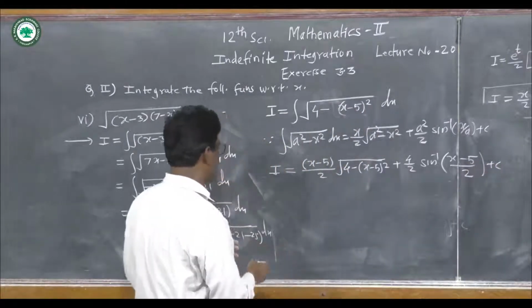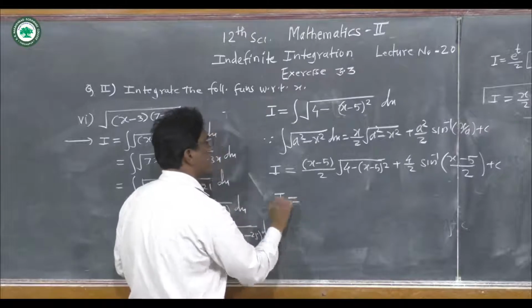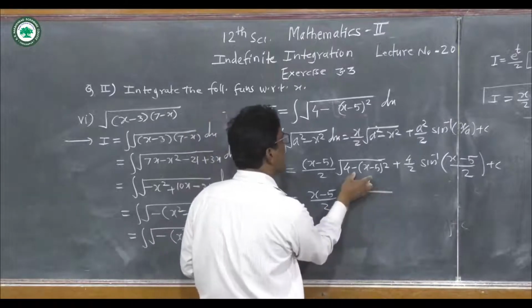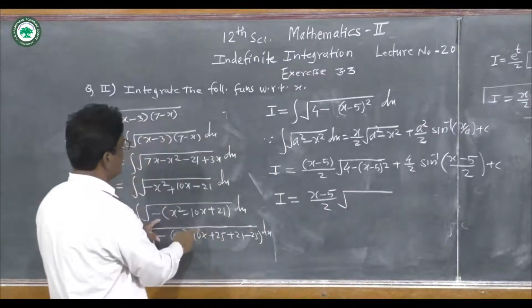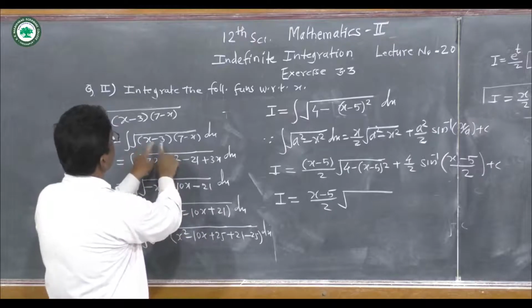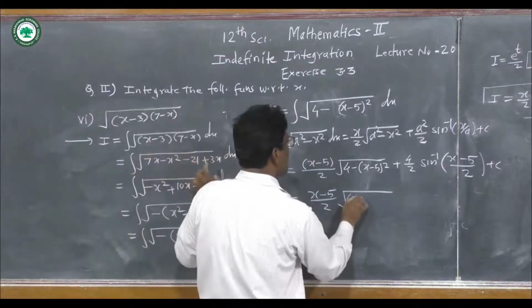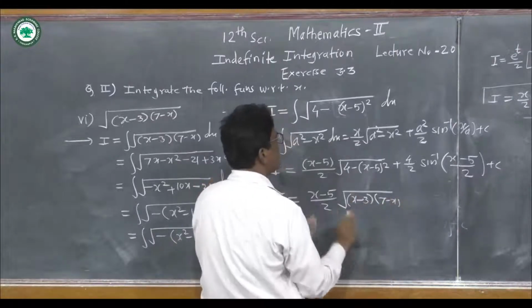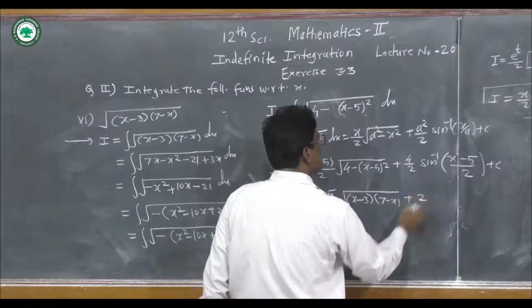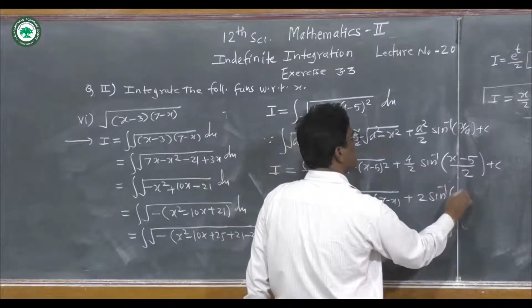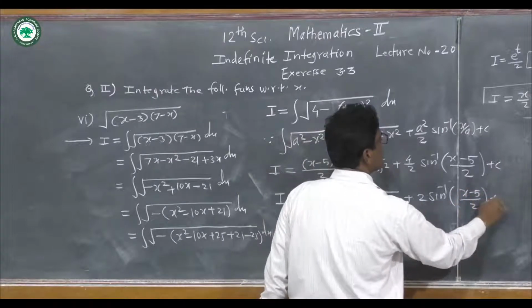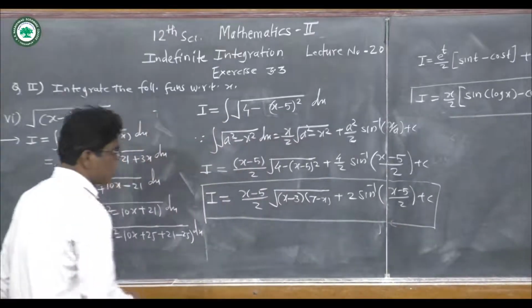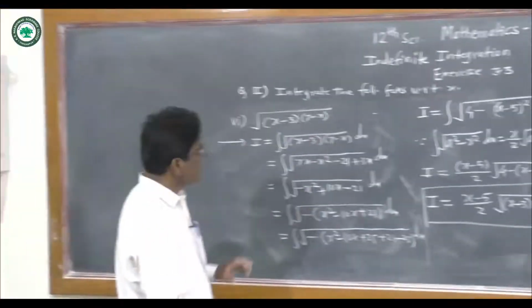So this is the final solution. We write here the final solution like this: I is equal to x minus 5 divided by 2 under root of this bracket, or directly we write x minus 7, x minus 3 into 7 minus x. If we solve this bracket, we get this, plus 4 upon 2, that is 2, into sine inverse of x minus 5 upon 2 plus constant of integration. This is the final solution. Highlight this solution and take the screenshot. So in this way we have completed the 6th problem.